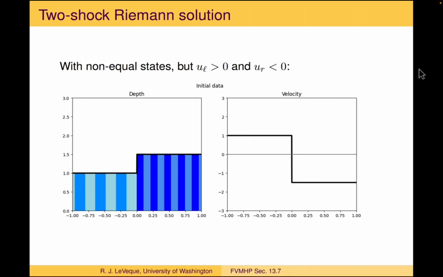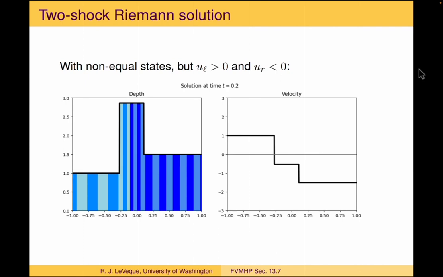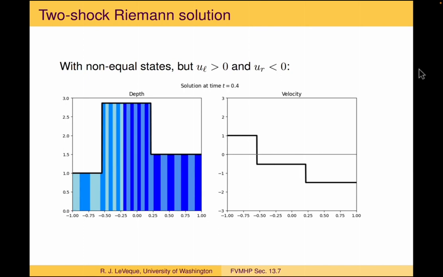Here I've chosen different depths initially, but I've still chosen the velocity to be positive on the left and negative on the right, so that the flow is impinging on each other. And so what you get as you let time evolve is again a higher intermediate state and 2 outward going shocks, although in this case the velocity in between is not 0 because it wasn't completely symmetric.